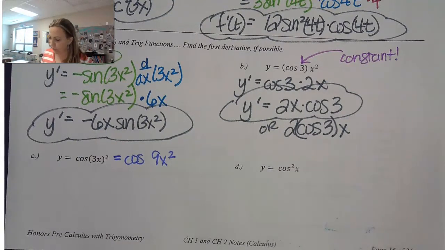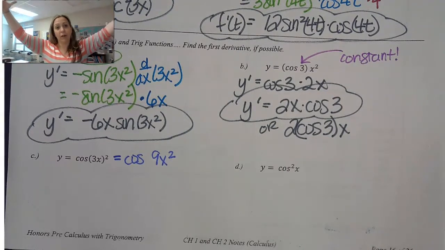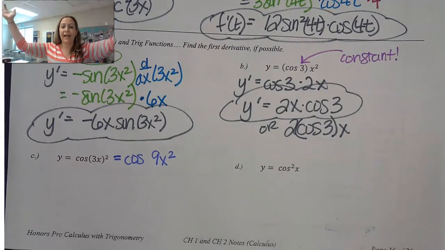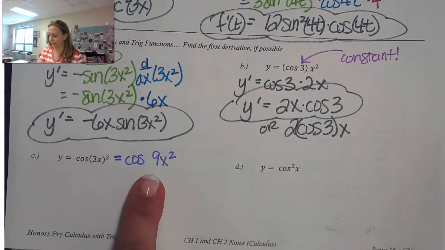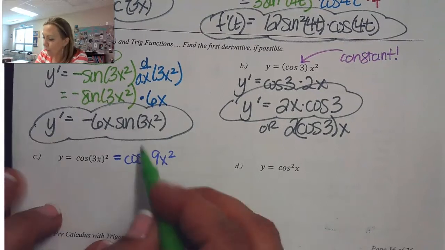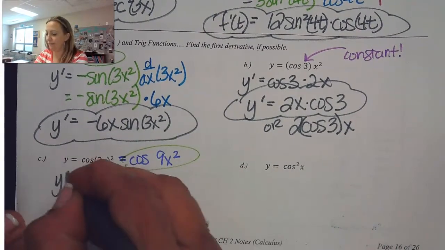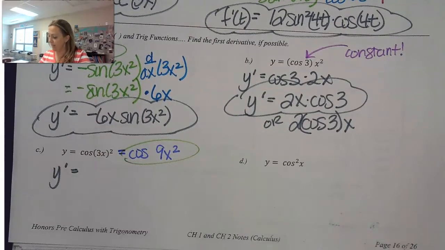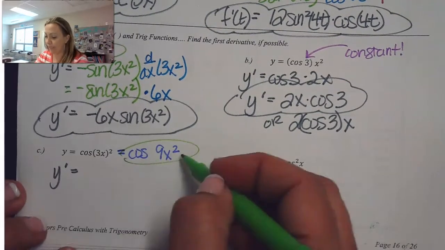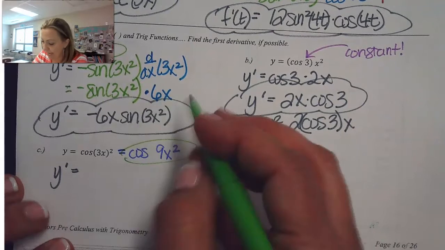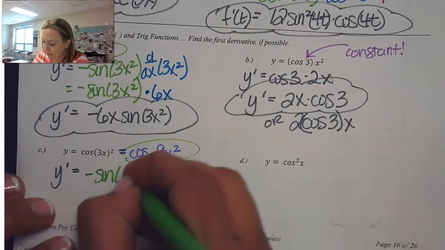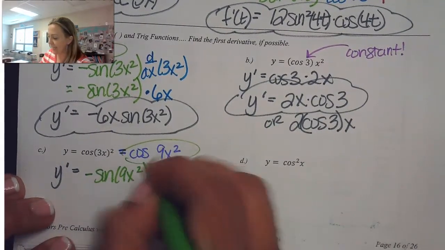So this is really like the cosine of 9x squared. And when we have it like that, now we just have one big outside function of cosine of u, and then the inside function is just 9x squared. So for our outside function, we take the derivative. The derivative of cosine is the opposite of sine. So I have the opposite of sine 9x squared.